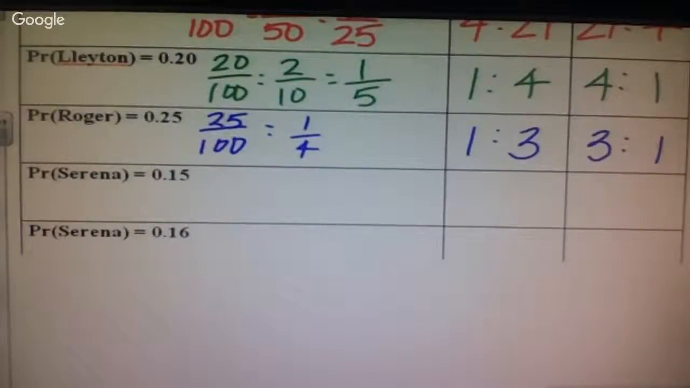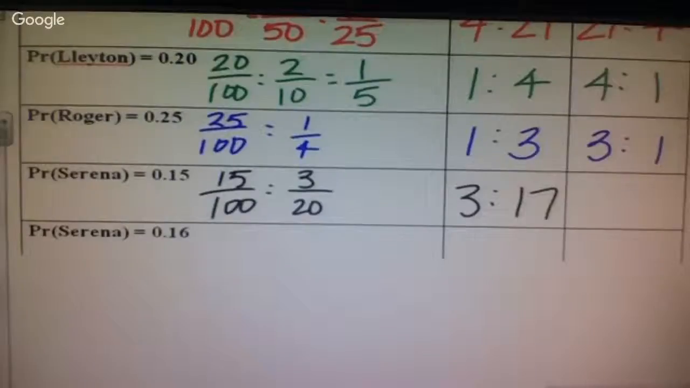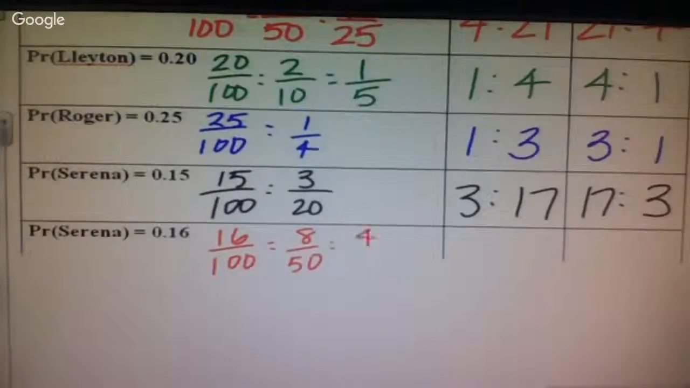Serena starts 15 out of 100, which drops down to 3 out of 20. So good. Tanya says 3 to 17 and 17 to 3. Serena starts off 16 out of 100, which is 8 out of 50, which is 4 out of 25. So 4 to 21 and 21 to 4.